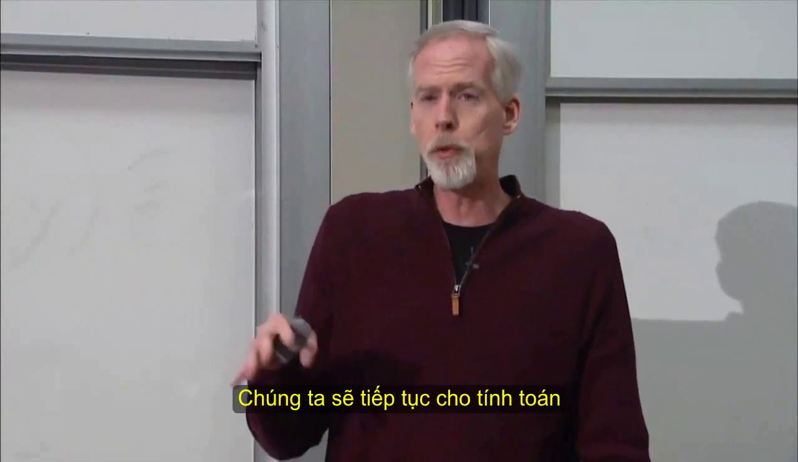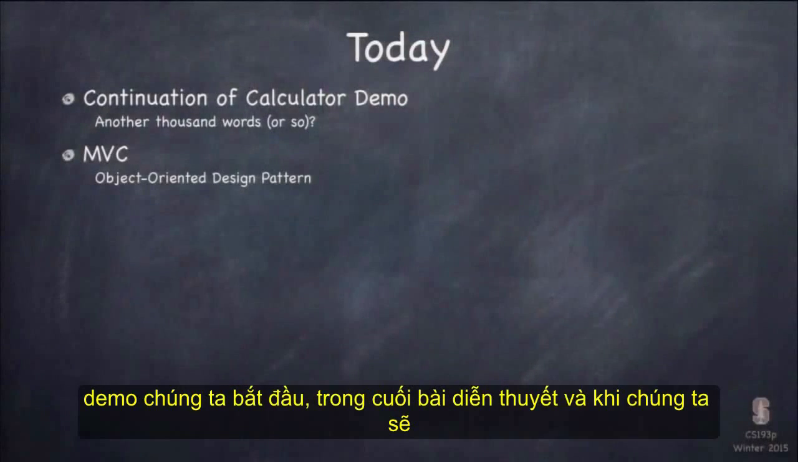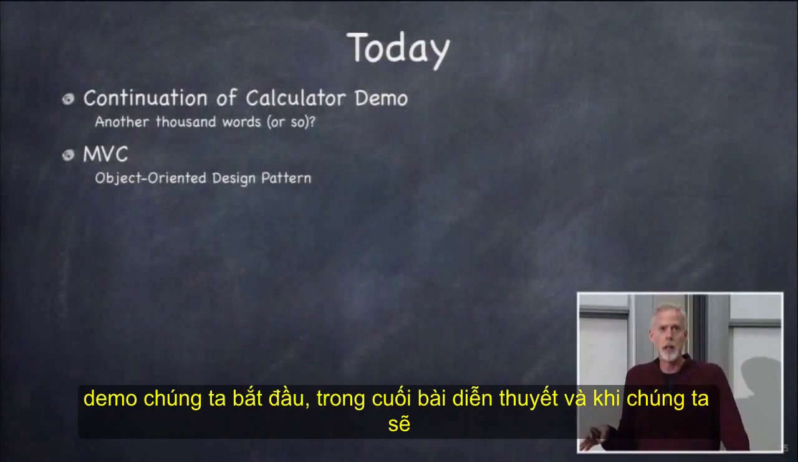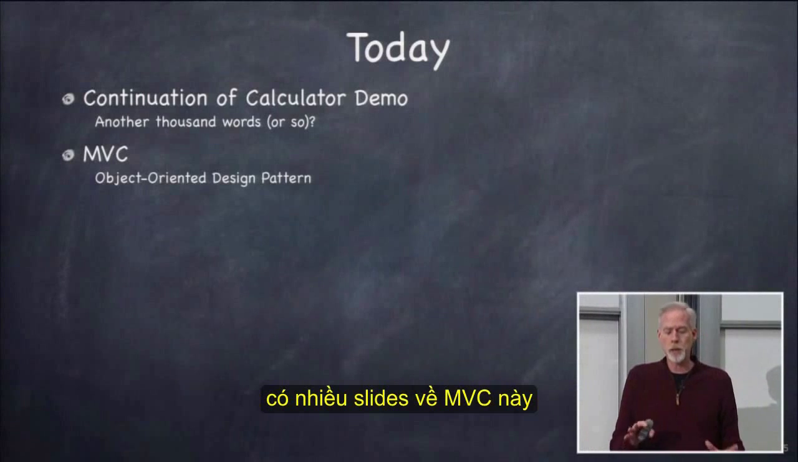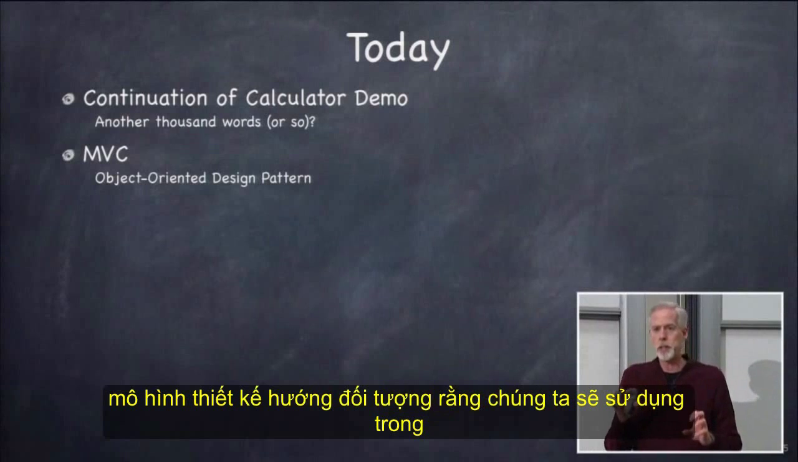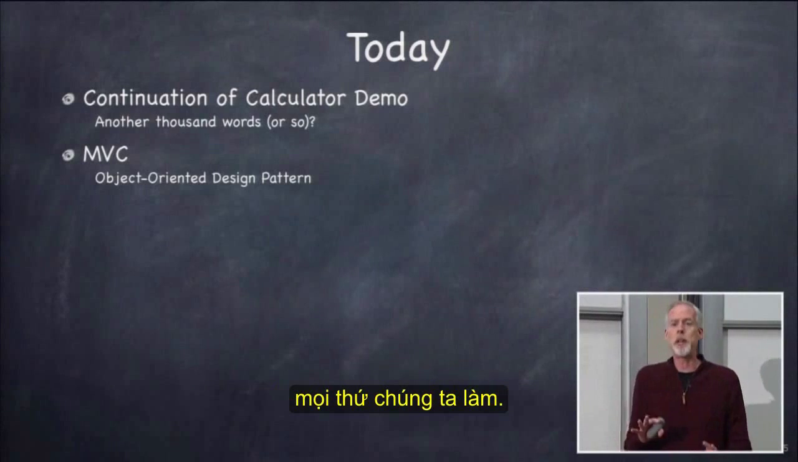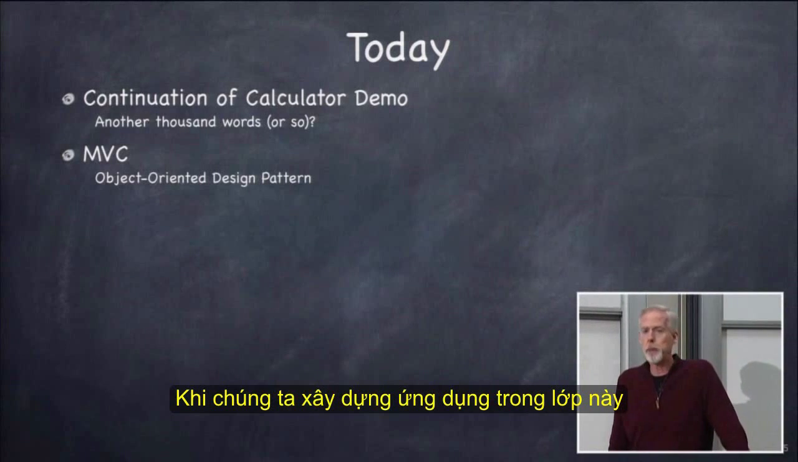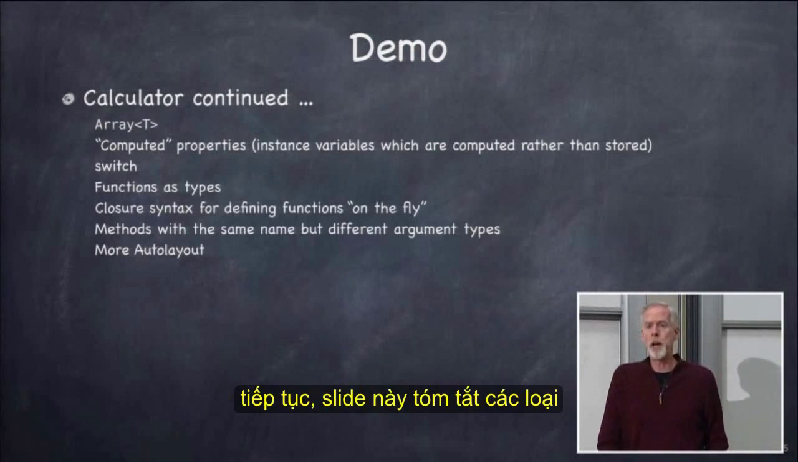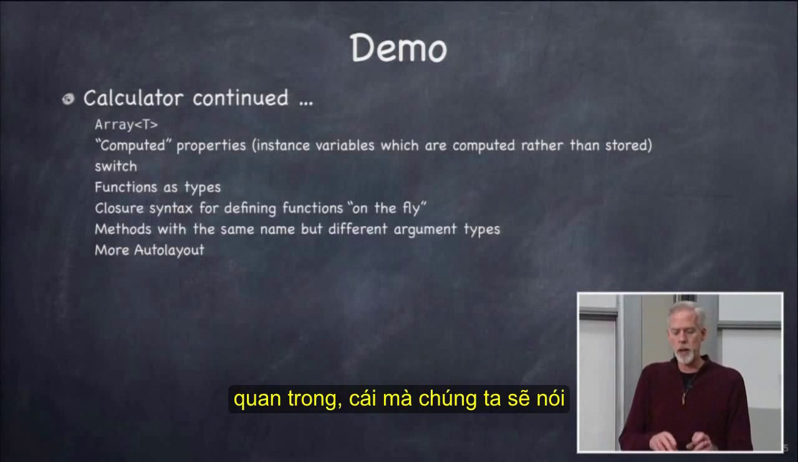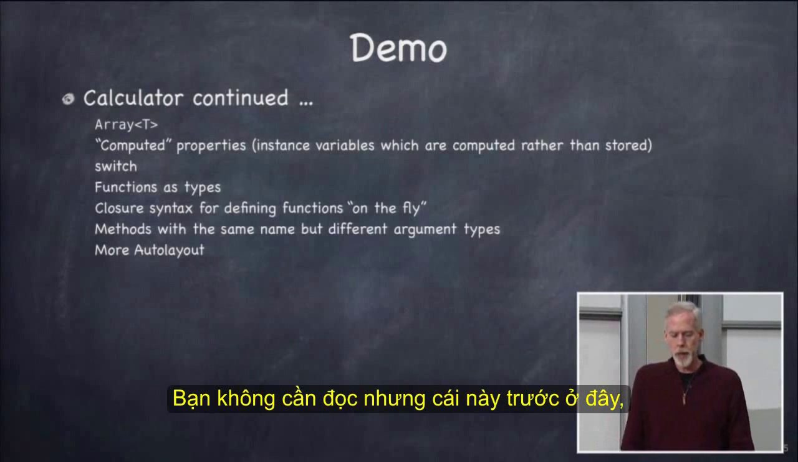Our topics are twofold. We're going to continue the calculator demo that we started in last lecture. And then we're going to have some slides about this model view controller object-oriented design pattern that we're going to use in everything we do when we build applications in this class. All right, so let's get started with that demo. Again, here's a slide with a summary of kind of the important things we're going to talk about.